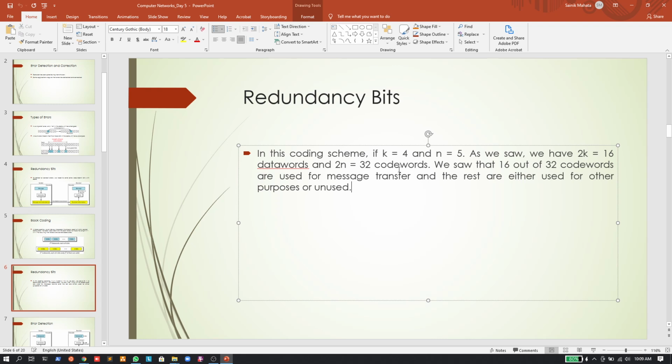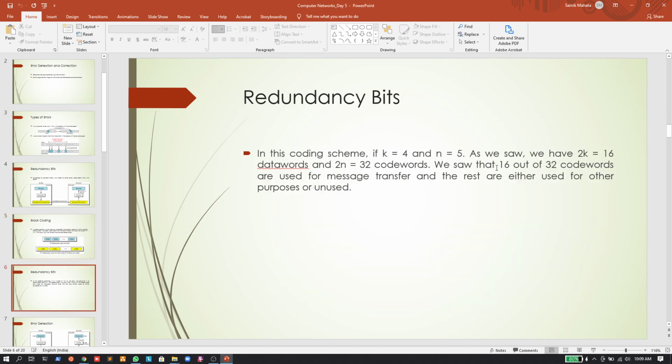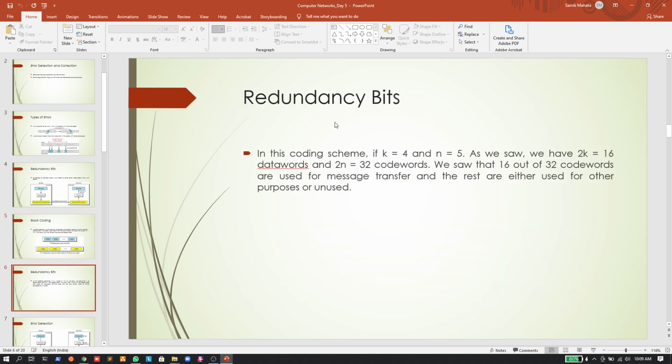Okay, so if you see this previous example, we will have what? 16 data words, right? And how many code words will we have? We will have 32 code words. Okay, so I hope the example is clear to you. So using this example, if k is 4 and n is equal to 5, we will have 2 to the power of k, that is 16 data words, and 2 to the power of n, that is 32 code words, right?